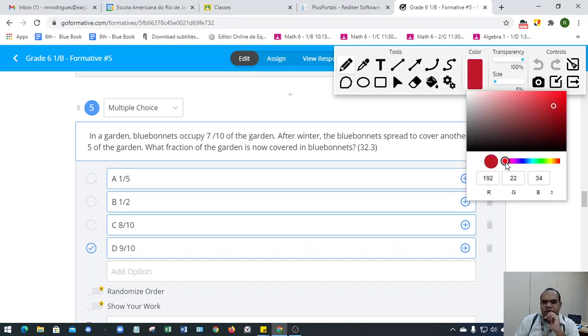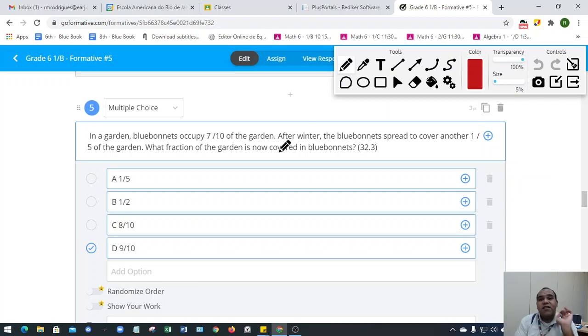First of all, before we can understand what I need to do over here, I need to understand what math operation we are working on. When you see we have a part of the garden, 7/10, and after winter the bluebonnets spread to cover another. Guys, look at the word another. I'm adding how much? 1/5 of the garden. What fraction of the garden is now covered in bluebonnets? Guys, we have one part and we have another part covered. We're adding.